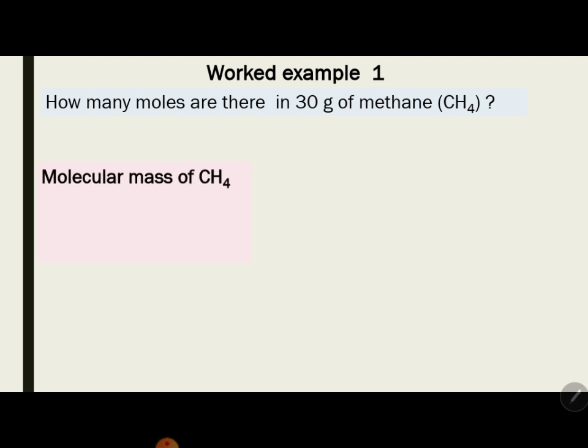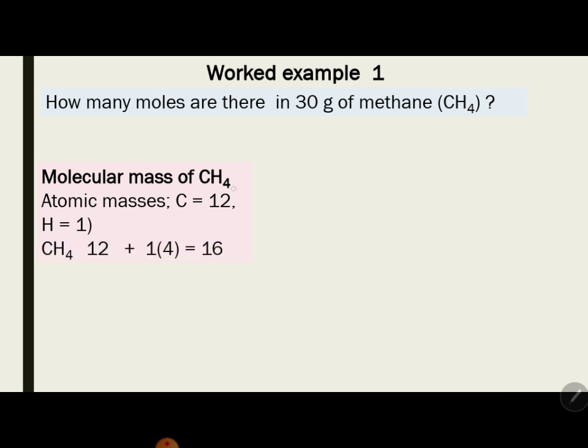From the formula you can see it consists of two elements, carbon and hydrogen. Atomic mass of carbon is 12 and of hydrogen is 1. Add these masses together keeping in mind the subscript of the element. Answer is 16. This is the molecular mass of methane.